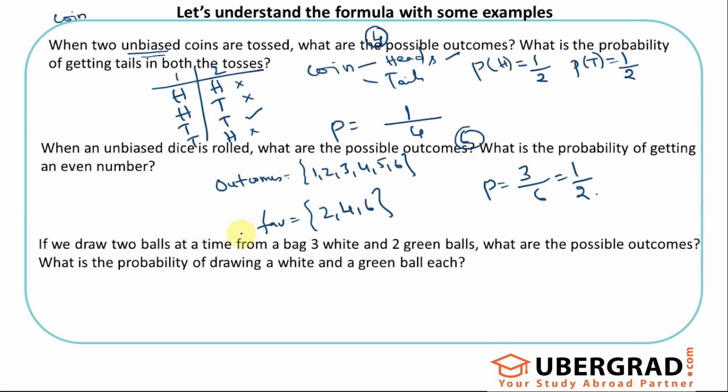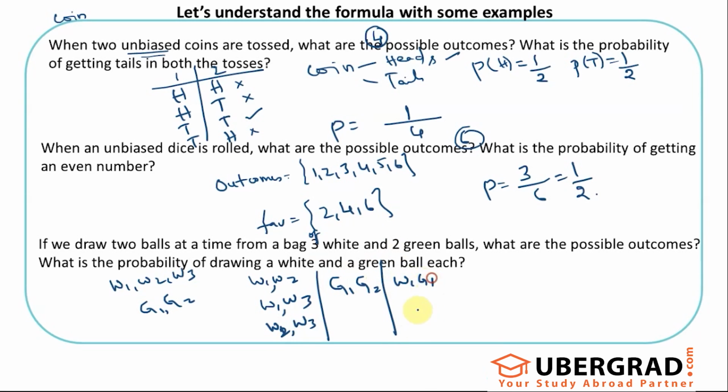If we draw two balls at a time from a bag of 3 white and 2 green balls, what are the possible outcomes? What you need to think of is white 1, white 2 and white 3, green 1 and green 2 is what I have. So it could be white 1, white 2; white 1, white 3; white 2, white 3. Or I can get green 1, green 2. Or I can get white 1, green 1; white 1, green 2; white 2, green 1; white 2, green 2; white 3, green 1 and white 3, green 2. These are all the possible outcomes that I can see.